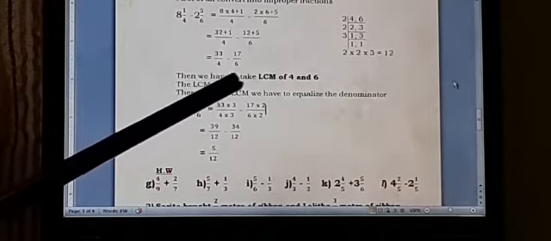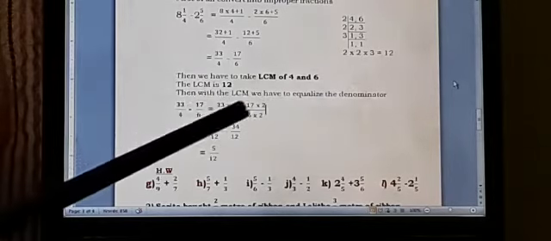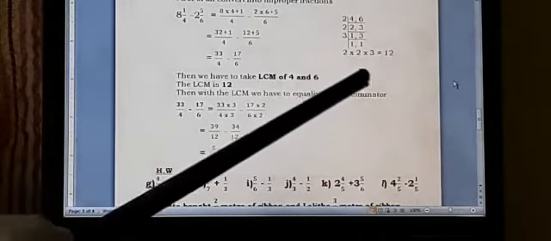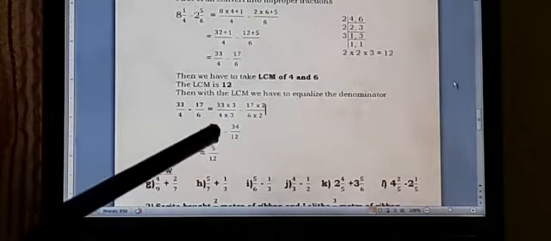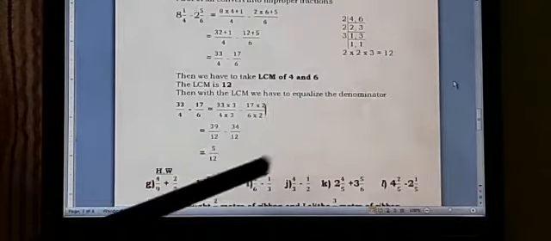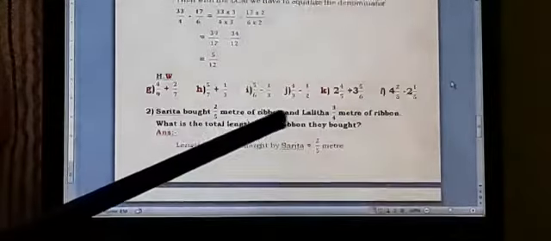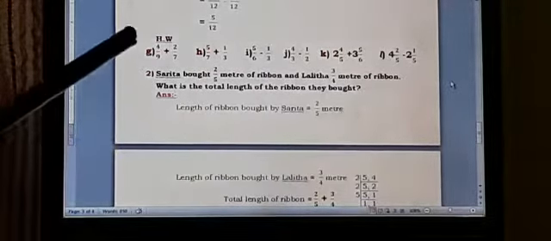With these fractions we have to take the LCM. The LCM of 4 and 6 is 12. With the 12 we have to equalize the denominator. Then we have to subtract, and we will get the answer. Here I have given some questions. Try at home.